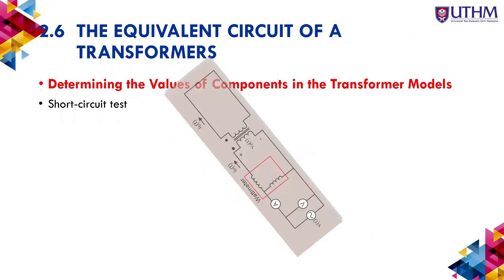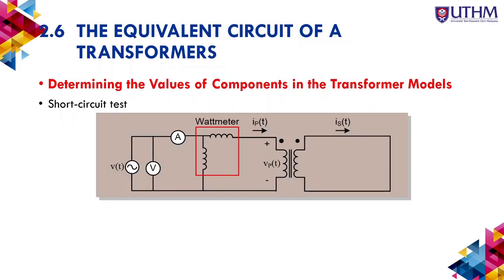So now the short circuit test. Okay, so same setup. Okay, at primary, excluding the voltage. Voltage we need to vary until the IS is the rated current. Okay, so until they reach a rated current.